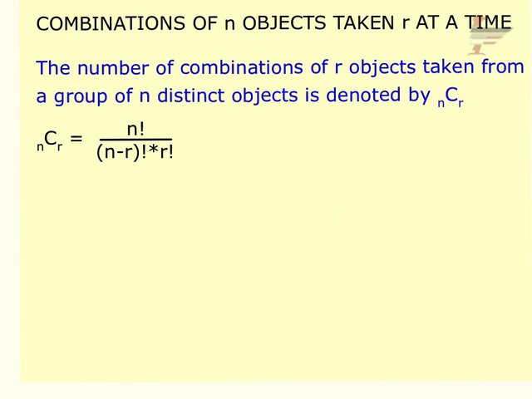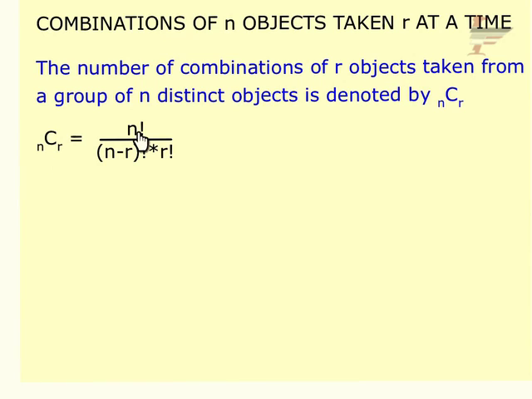Now the formula is very much like a permutation. So first of all, instead of a P, we use a C. So the number of combinations of R objects. R is again the subset of the entire group. N is your total amount of things or people. R is how many of those you want to order. And so we replace the P with a C, so NCR.